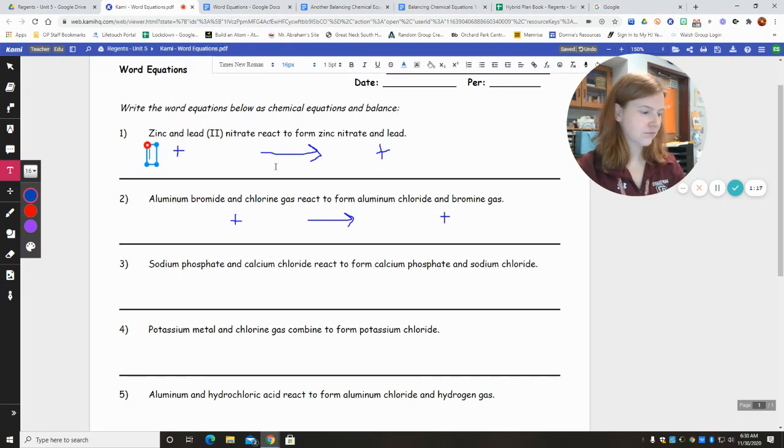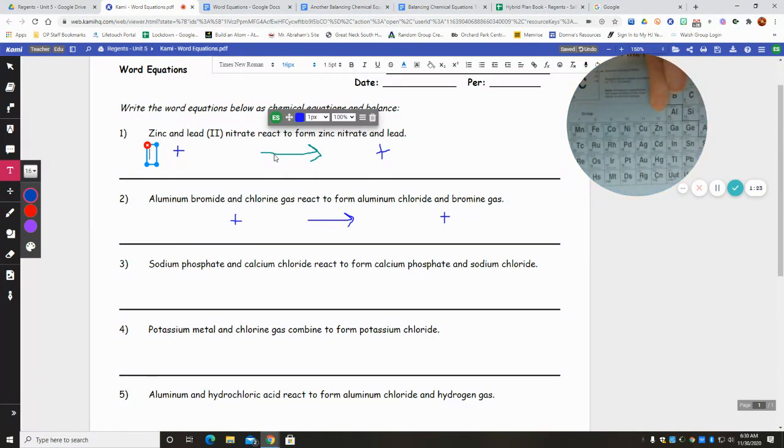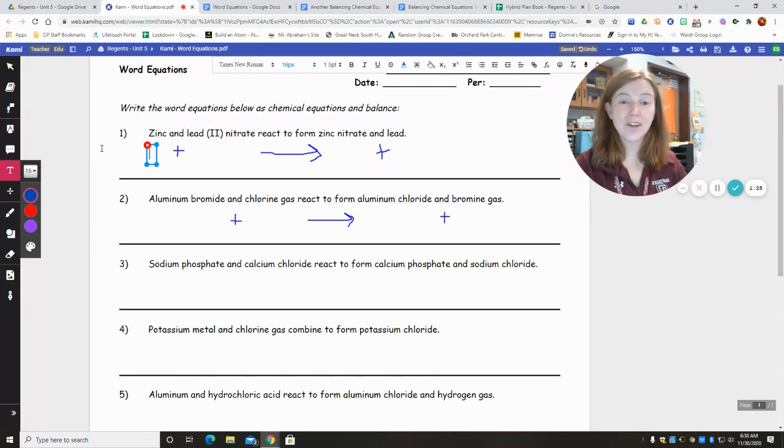Zinc. Zinc is an element. It's on our periodic table, group 12. Right there. It is not one of our diatomic elements, which means I can make it just Zn. That's it.